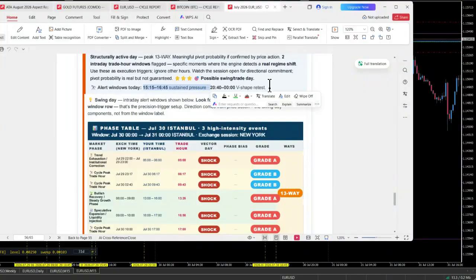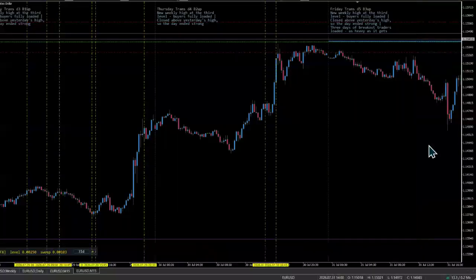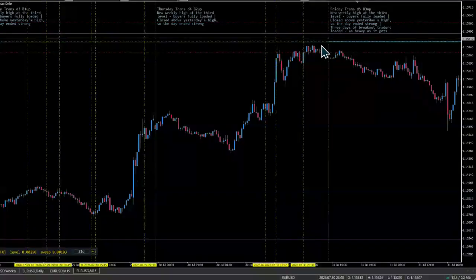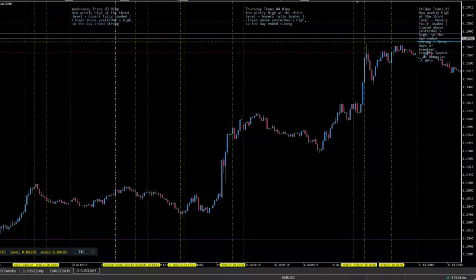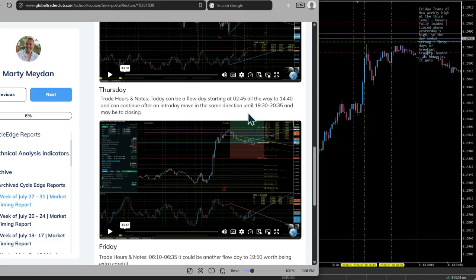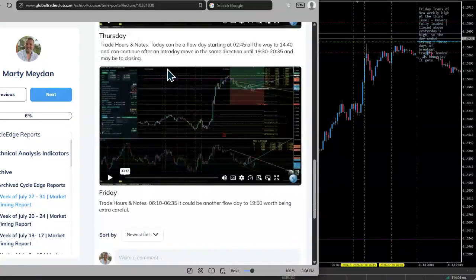8:40 to midnight, V-shape retest. 8:40 is there to midnight. Well, it's out here. But obviously we have to check the Thursday general hours, right? So what do I got here?